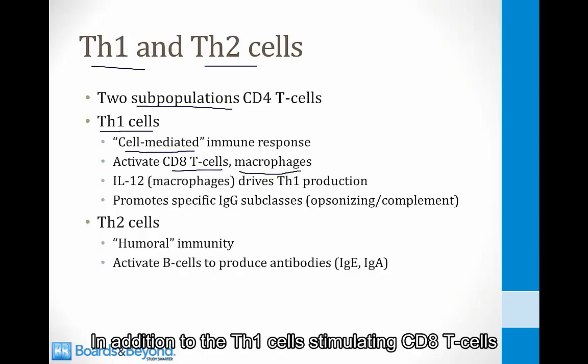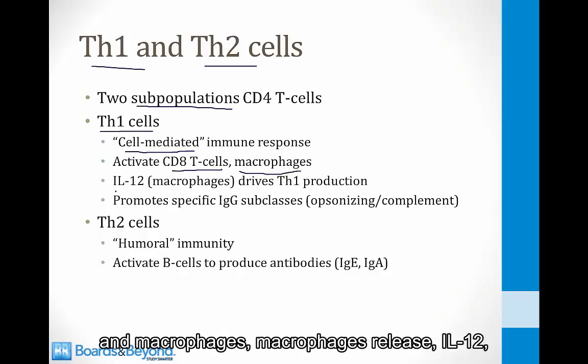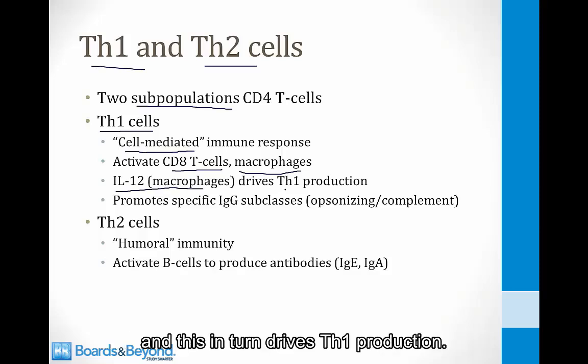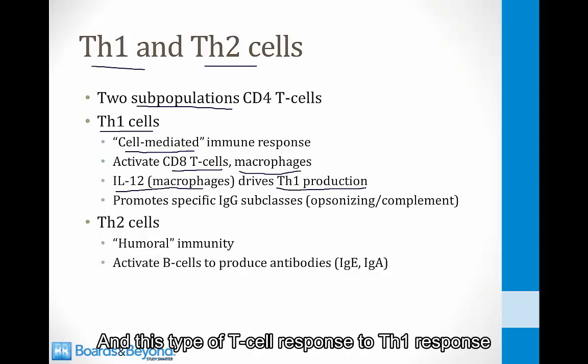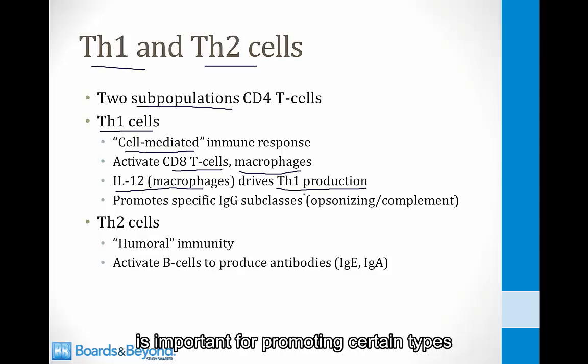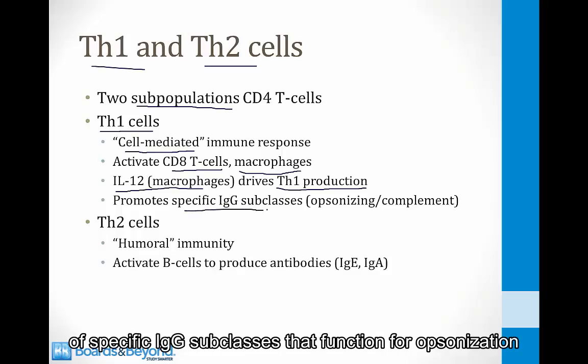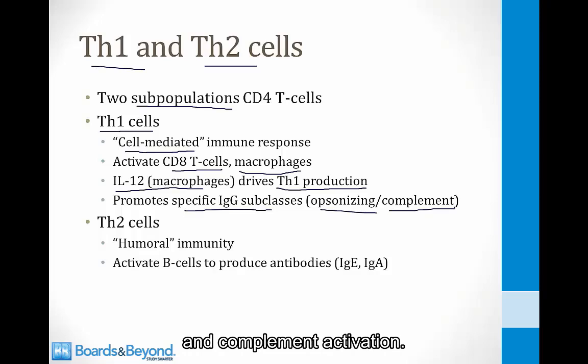In addition to the Th1 cells stimulating CD8 T cells and macrophages, they release IL-12, and this in turn drives Th1 production. And this type of T cell response, the Th1 response, is important for promoting certain types of specific IgG subclasses that function for opsonization and complement activation. Contrast that with the Th2 subpopulation of helper T cells. This subpopulation is important for what's known as humoral immunity.